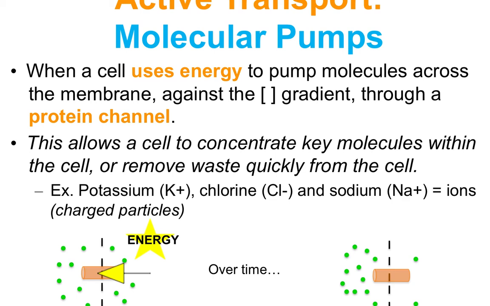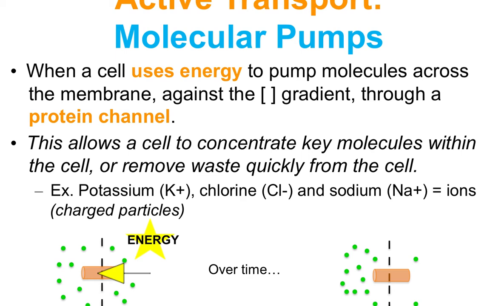So this allows the cell to keep its concentration that it likes. It's not always favorable for a cell to move its water in and out, so sometimes it likes to keep a certain concentration of certain ions. Usually potassium is one of the big ones, and then of course chlorine and sodium are some others. But it wants to keep a certain amount of potassium inside of itself and not lose it because it needs potassium. So this allows the cell to concentrate key molecules within the cell, but it also allows it to remove waste quickly from the cell when it needs to as well.